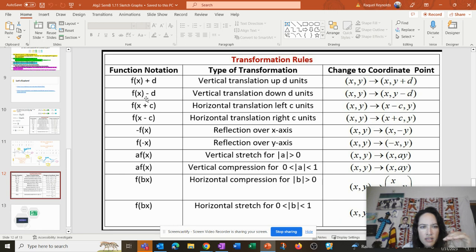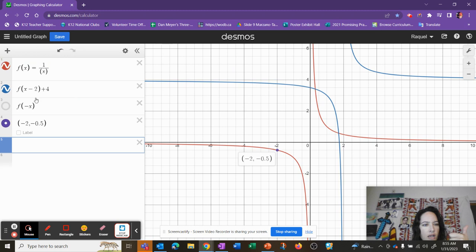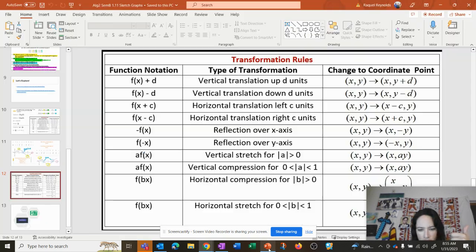See f of x minus c: horizontal translation right, c units. Okay, that's check 1. Let's go back to Desmos. And then this plus 4, see our f of x plus d: vertical translation up d units. Let's come back.